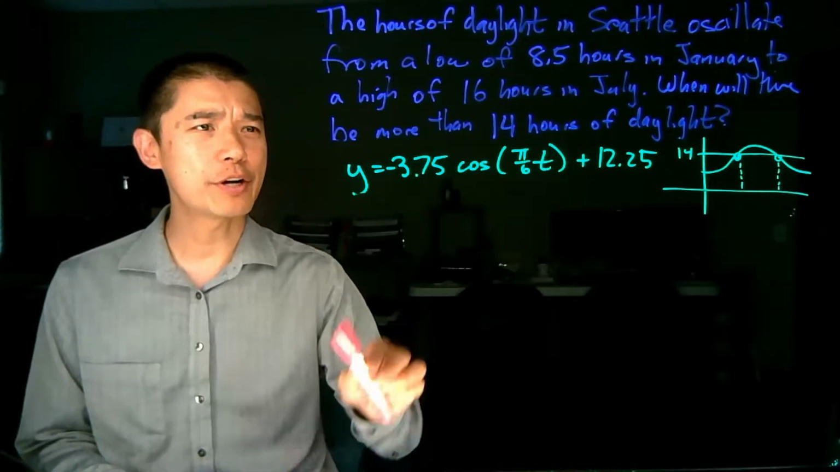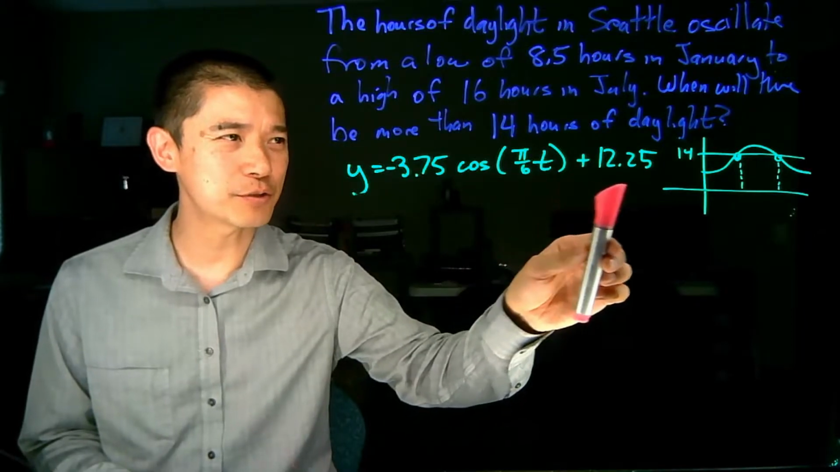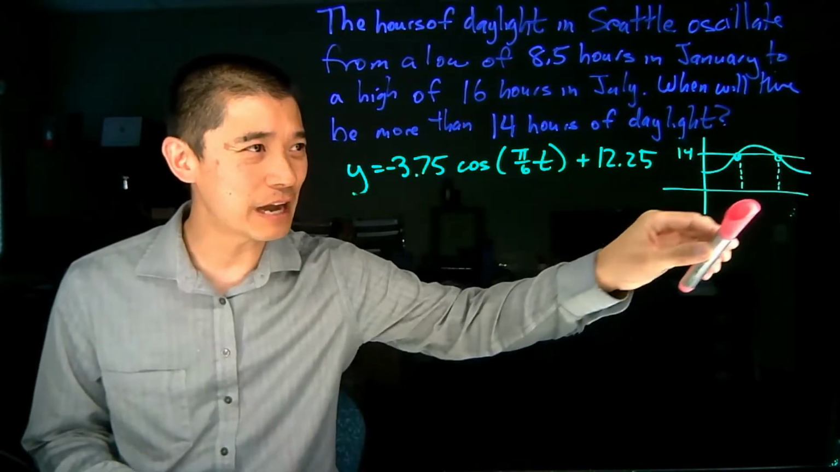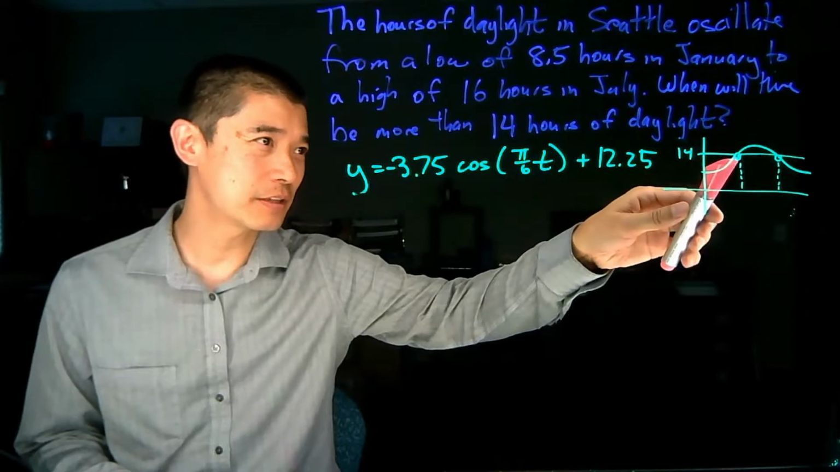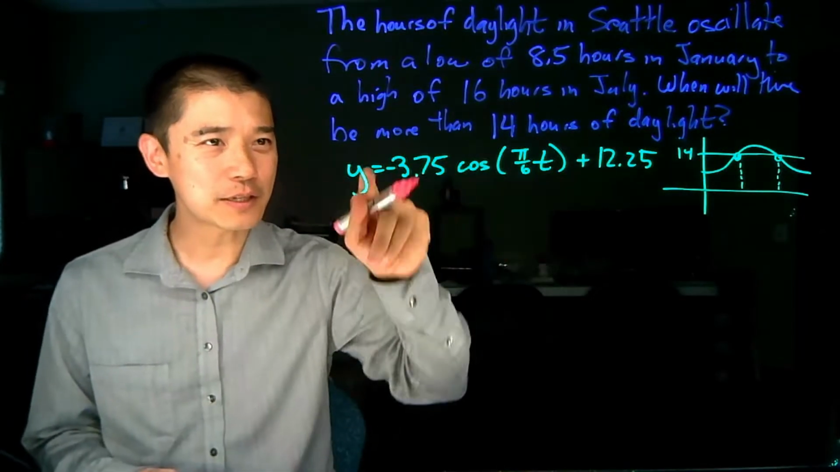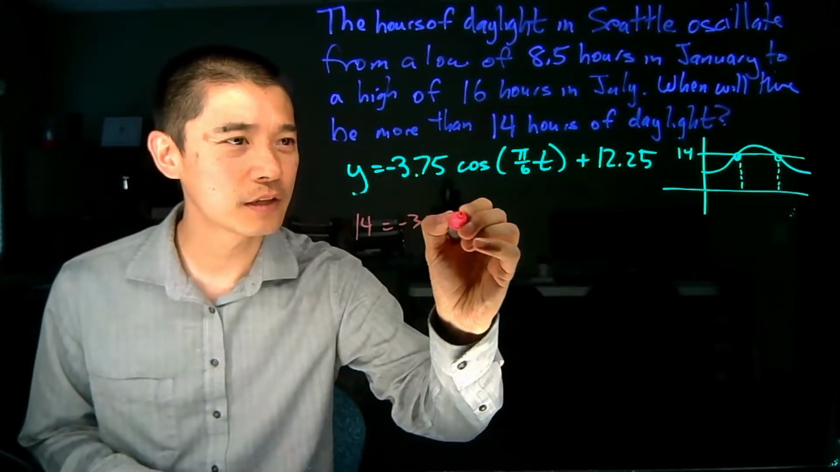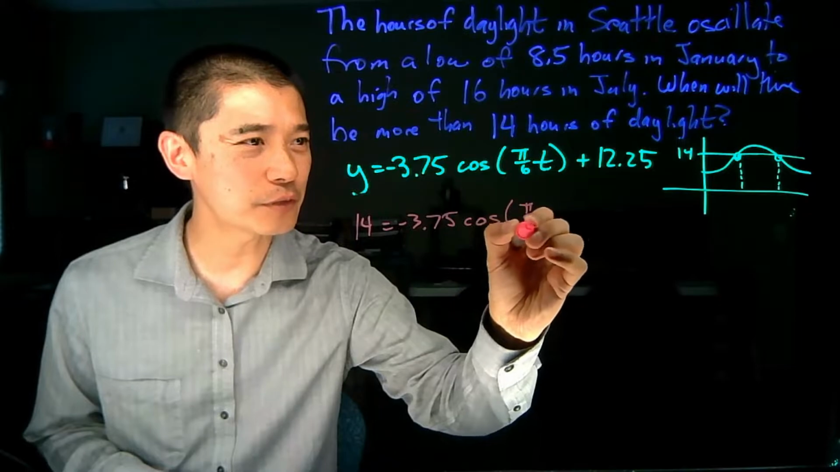So here's our equation. y equals negative 3.75 cosine of pi over 6 t plus 12.25. And this is the graph. Remember, we're looking for when there are more than 14 hours of sunlight in the day. So we're going to set this equal to 14. And our goal will be to solve for t.